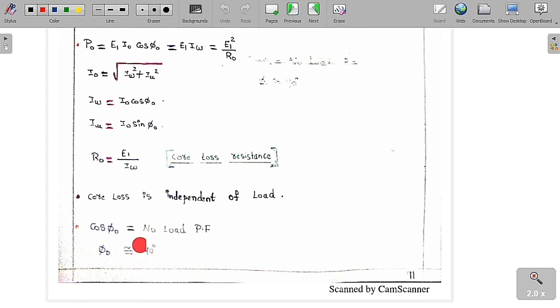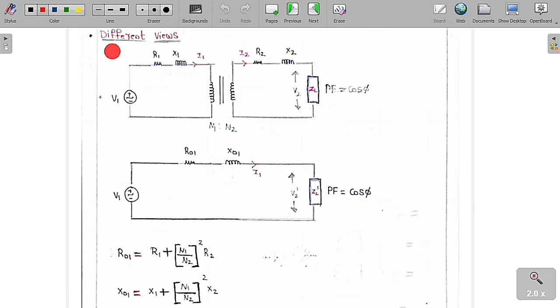So cos phi naught is called the no load power factor, because there is no load, because we have not kept any load at the secondary. So this is called the no load power factor, and phi naught is nearly equal to 90 degrees, but not exactly. So now we will see the different views.